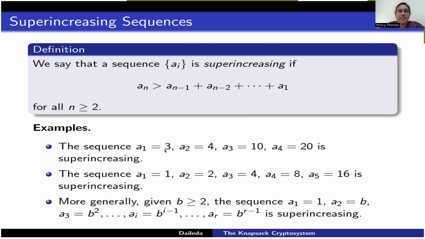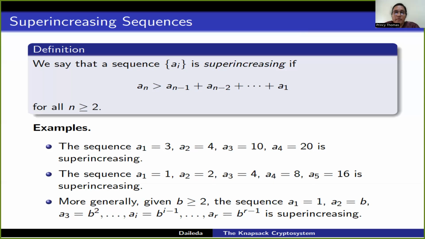So if you look over here, A2 must be greater than A1. If you look at A3, it should be greater than A1 plus A2. Here it is 7. So A4. So we can see over here, when we look at 20, 10 plus 4 plus 3 is 17, which is less than 20. So this sequence A1 to A4 is a super increasing sequence.